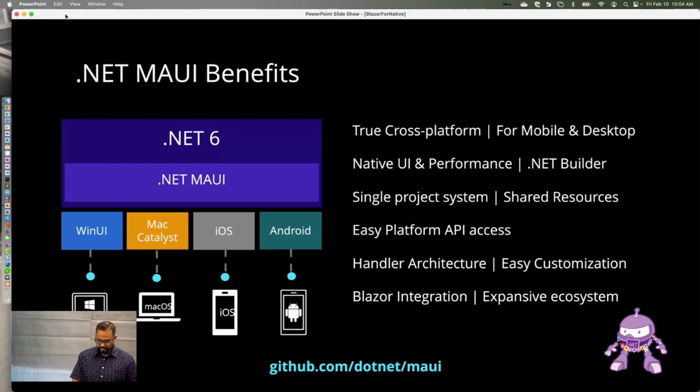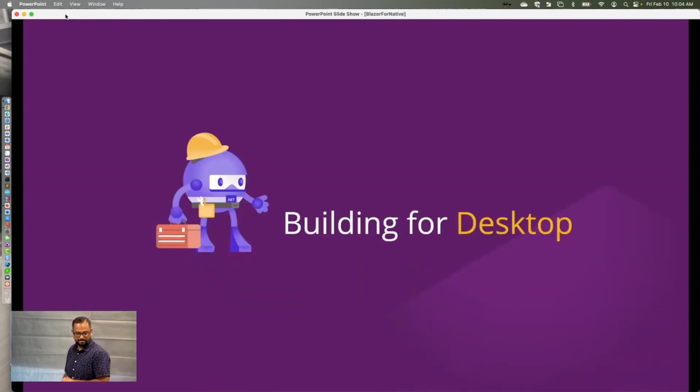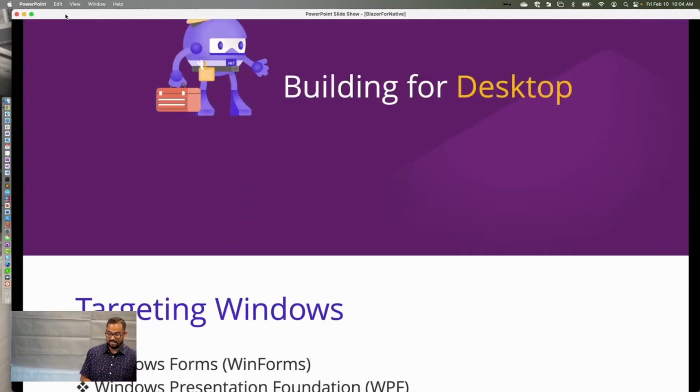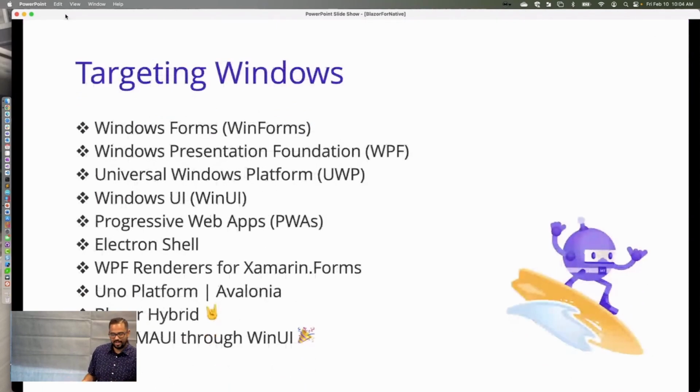So all good things with .NET MAUI. How do you build for desktop? I see my friends trying to get away from the camera, but a lot of choices, right? And I'm an old man. I find this liberating, but I also understand this is confusing. Like, why do we have so much choice?